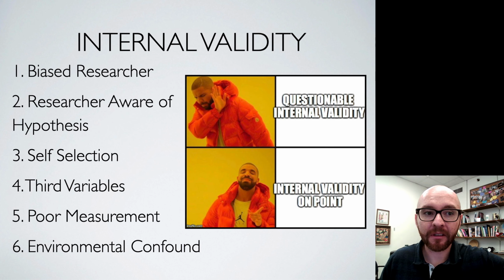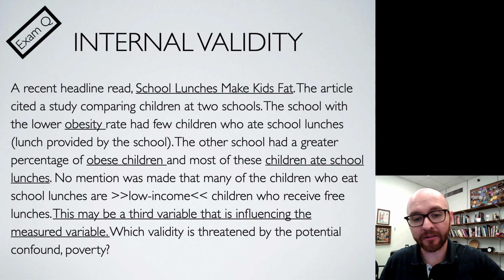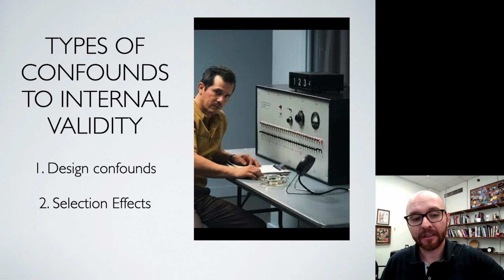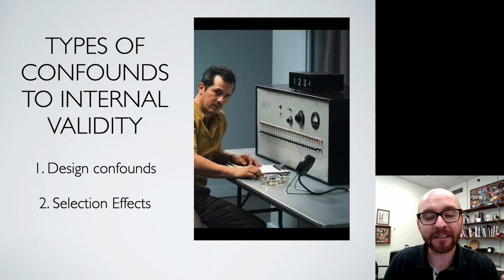And then in addition, you want to make sure there's no environmental confound, right? Were people more tired in one condition versus the other? Were people more aware? Did people have a different experience across the experiment because of some environmental factor like lighting, temperature in the room, time of day? So given that we've reviewed those, we're going to move on to types of confounds, focusing on design confounds and selection effects.